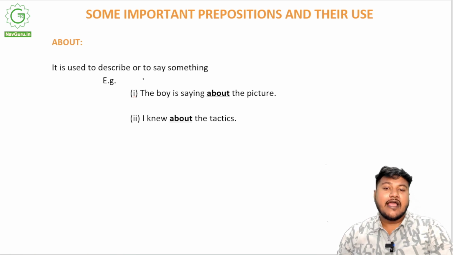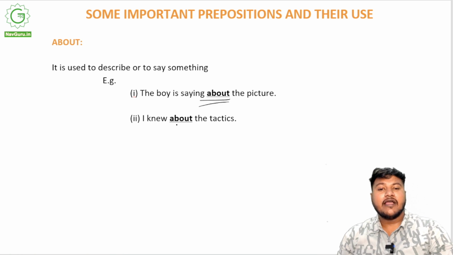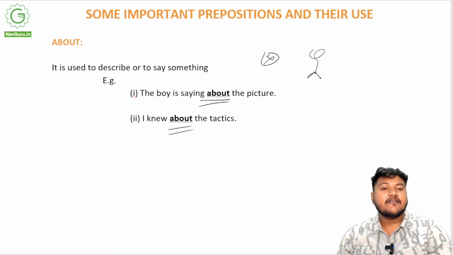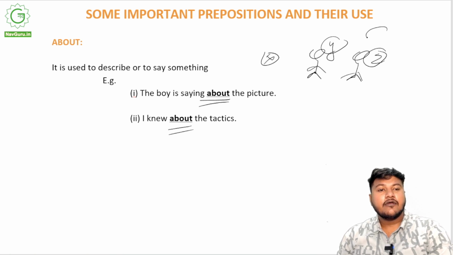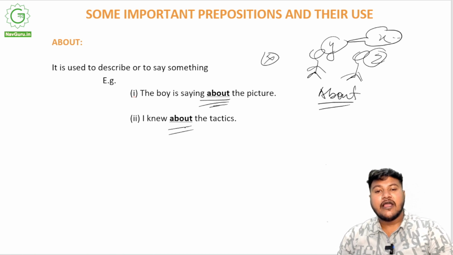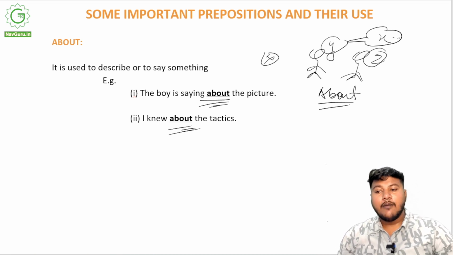About is used to describe or to say something. The boy is saying something about the picture. I know about the tactics that they are going to play. So there is something, right? And let's consider it X. And then there is this person Y. He's talking to this person Z, and he's telling something to him about X. So he is talking about X to Z, right? The boy is saying about the picture. I knew about the tactics. This is how about works.